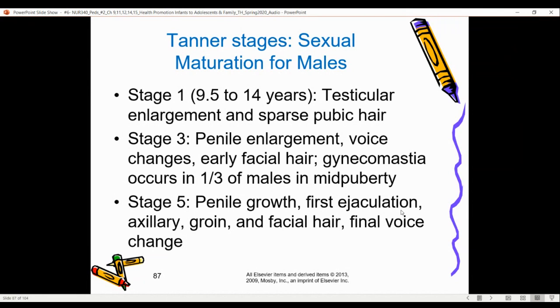So delayed puberty for boys is by 14, they haven't hit their first phase of development, or 4 years after that first phase, they have not had their first ejaculation. So girls is 13, boys is 14 for the first stage, and then 4 years later.